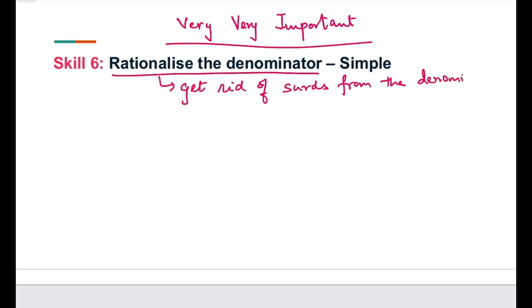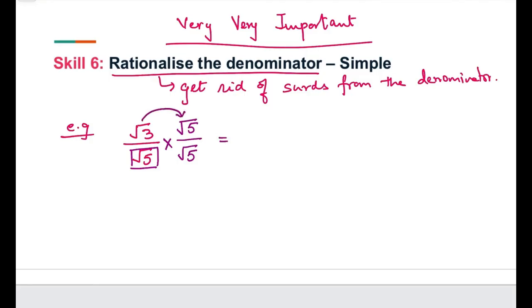All right, how do we do that? Let's see. Let us suppose we have a question of root 3 over root 5, and the question is rationalize the denominator. So what we do is we multiply and divide with the denominator, right? That will give us root 3 times root 5 gives us root 15, and root 5 times root 5 gives us 5. That is how we rationalize the denominator.